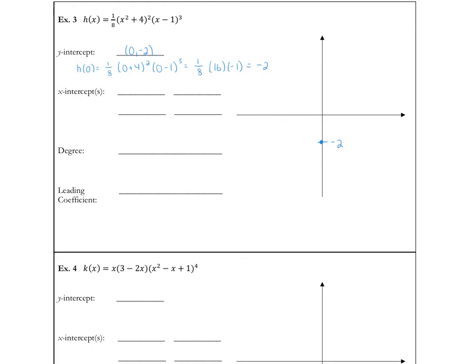All right, pretty easy to see our x-intercepts. Well, 1/8 will not ever be 0 no matter what x is, so we don't count that. Let's look at this first factor. When will this first factor go to 0?